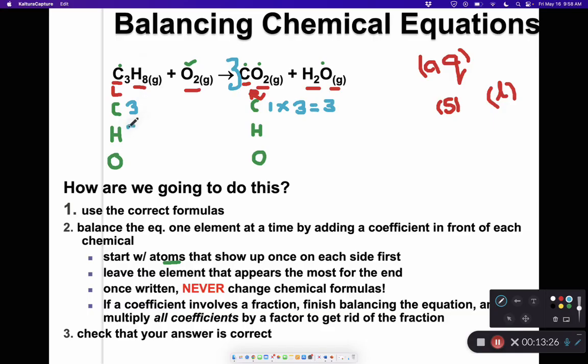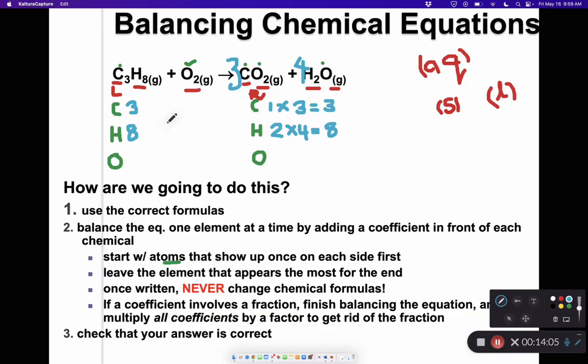Hydrogen, I have 8 of them on the left hand side. I have 2 of them on the right hand side. 8 versus 2. Right away you see I need to multiply this by 4 in order to get the 8. Once I multiply by 4, my hydrogen will be balanced. My hydrogen on the right hand side is with the water, so I multiply this by 4. When I multiply by 4, I will make changes not only on hydrogen but also in oxygen.